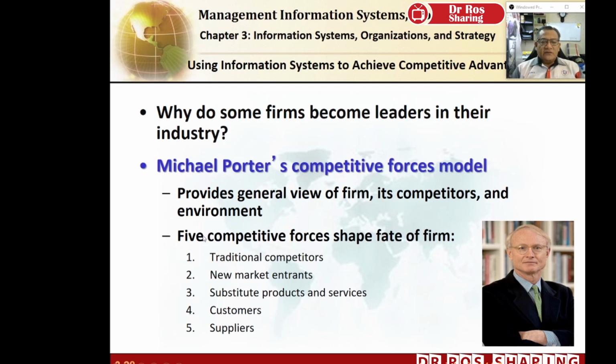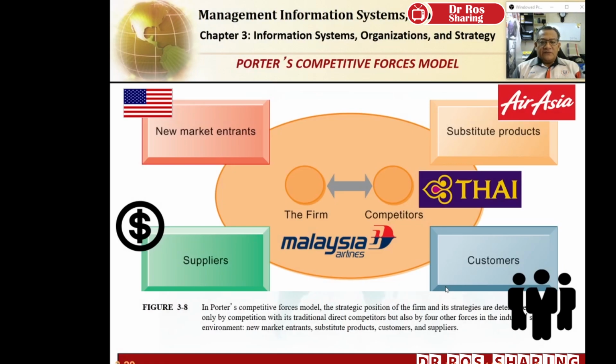Okay, how do these five forces compete among each other within the firm, in the perspective of IT? For example, this is the diagram shown in your textbook, Porter's competitive forces model. It has five forces. One, new market entrants. Second, substitute products. Third, customers. Fourth, suppliers. And the fifth is the competitive forces between you, the company, and its competitors.